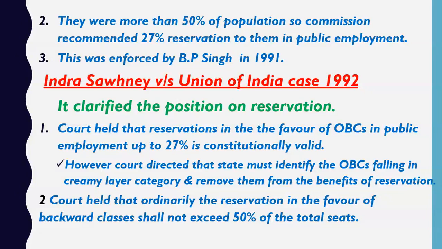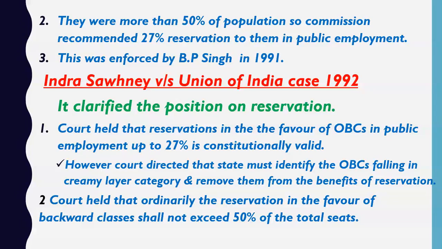The court said that as their population is more than 50% of the population of India, and they are not adequately represented in public employment, and they are socially backward as well as educationally backward, reservation in public employment in favor of OBCs is constitutionally valid. So no problem in the first provision. 27% reservation in favor of other backward castes is okay. But the court directed that the state must identify the OBCs falling in the creamy layer category and remove them from the benefit of reservation.